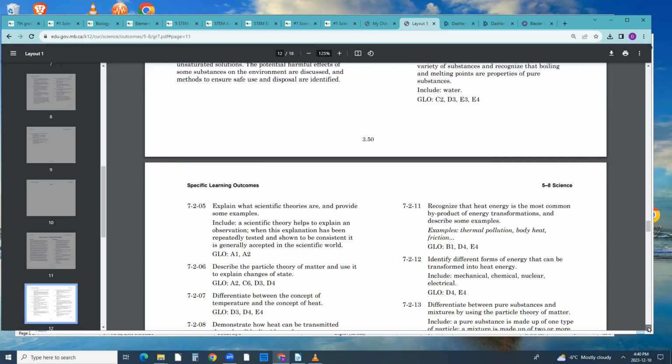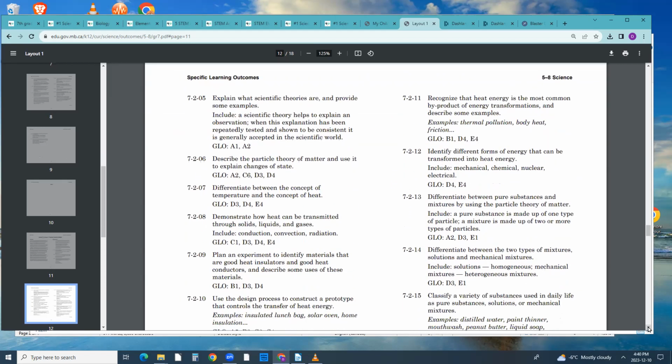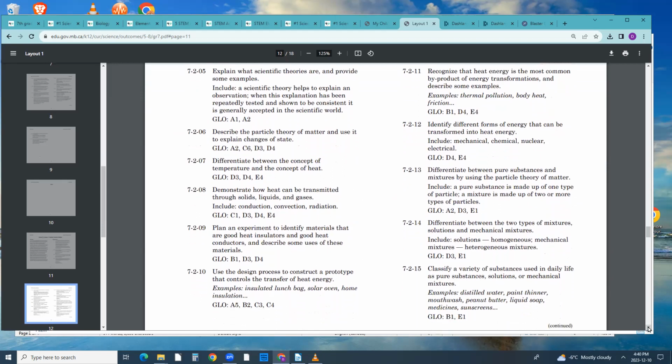Specific learning outcomes 5 to 8 science. Explain what scientific theories are, and provide some examples. Include a scientific theory helps to explain an observation. When this explanation has been repeatedly tested and shown to be consistent, it is generally accepted in the scientific world. Describe the particle theory of matter and use it to explain changes of state.